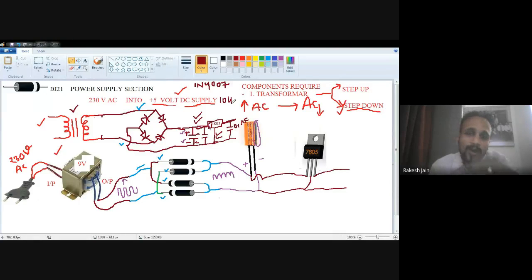How do I understand that 104 means 0.1 microfarad? I will first bring the image, so you understand.